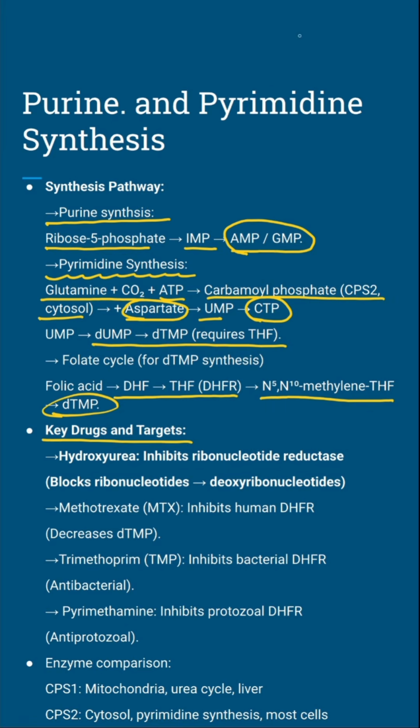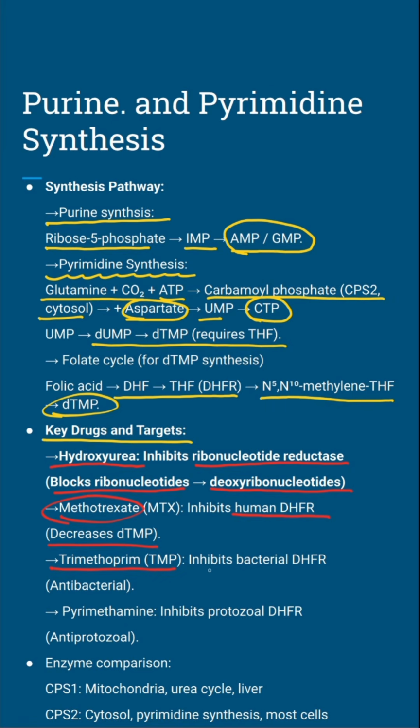Speaking of which, let's hit the high yield drugs. Hydroxyurea blocks ribonucleotide reductase, so no deoxy versions, which means no DNA synthesis. Methotrexate hits the human DHFR, cutting off THF and therefore dTMP, which is a classic chemo mechanism.